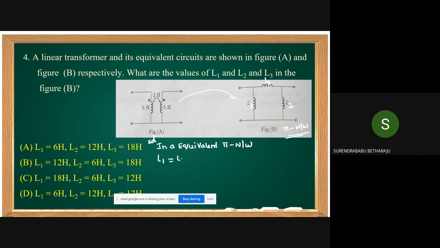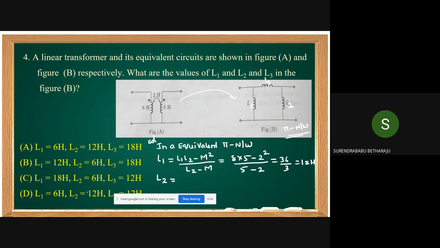L1 equals (L1 L2 minus M square) by (L2 minus M). What is L1? 8. What is L2? 5. M is 2, so M square is 2 square. Then how much do we get, students? 40 minus 4, 36. 36 by 3. This is how much? 12 Henry.